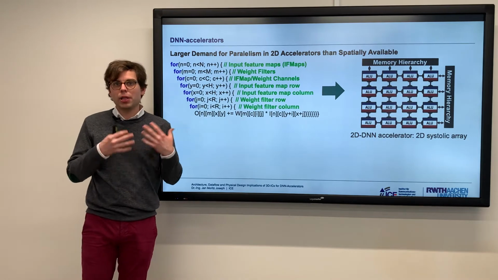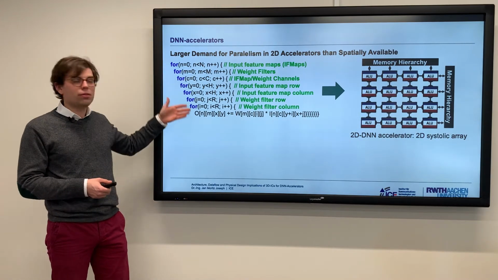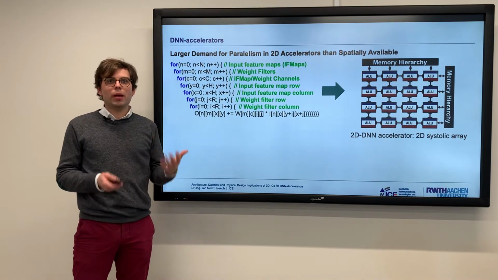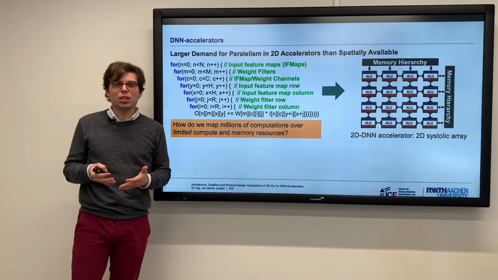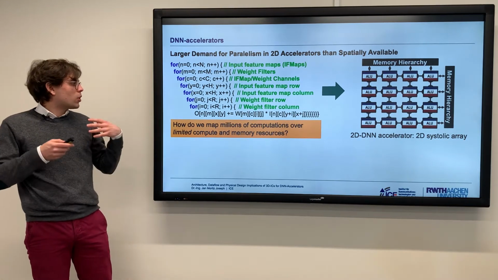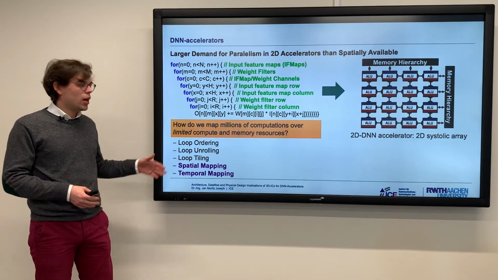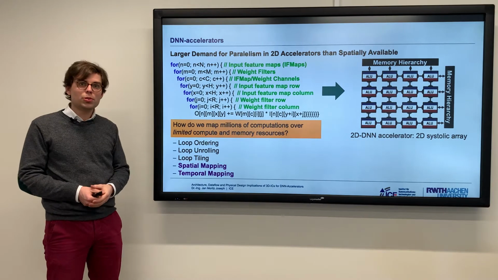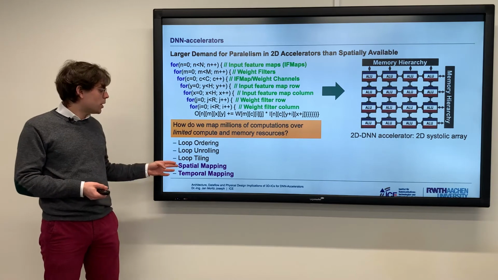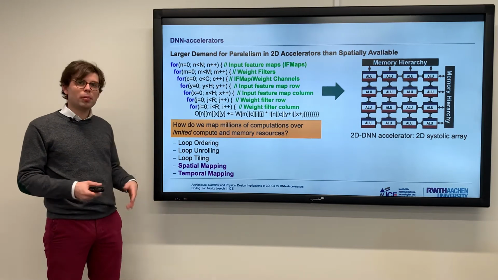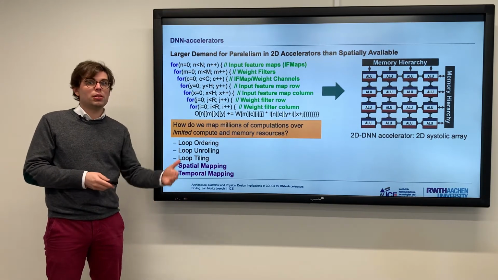If you take a look at realistic examples, for instance at image processing, what you will see is that you easily get 7 or more levels of parallelism. But you have to map those to a 2D space. So the question arises, how do we map these millions of computations over these limited compute and memory resources? There are different approaches to that. Three are on the level of ordering those for loops, which are not that relevant in this part, but two are in terms of mapping. So you can do either a spatial mapping or a temporal mapping. In the spatial mapping, you map the operations to these parallel units, and in the temporal mapping, you map them sequentially to the same unit.